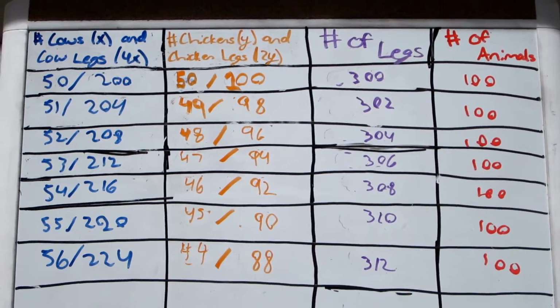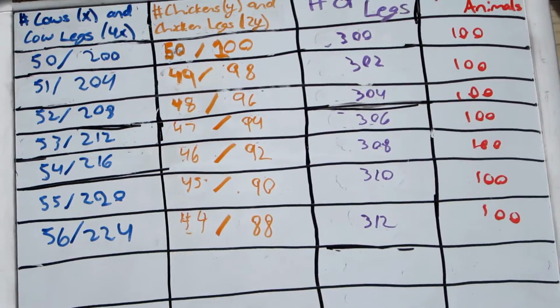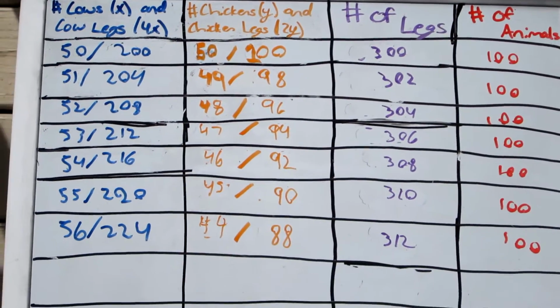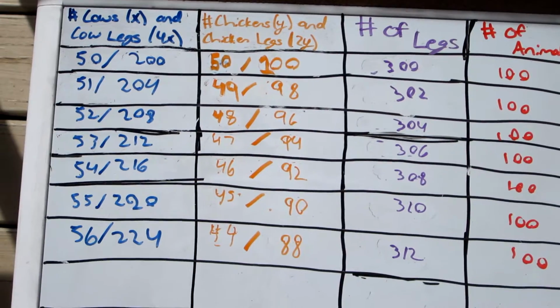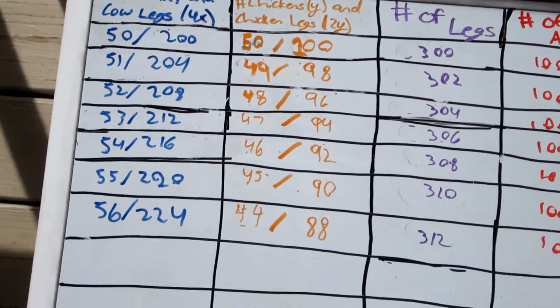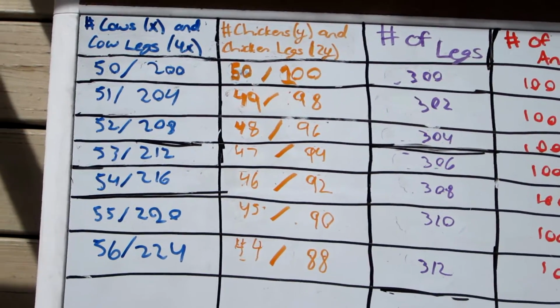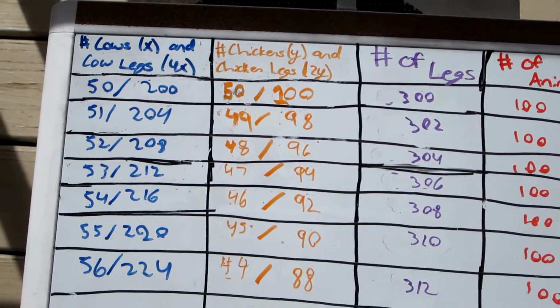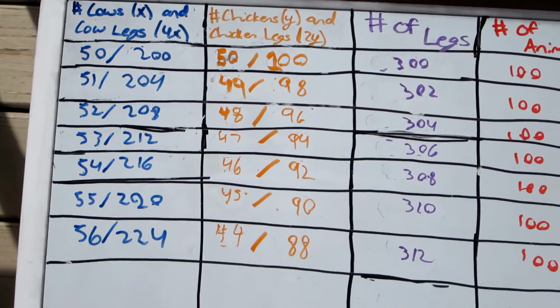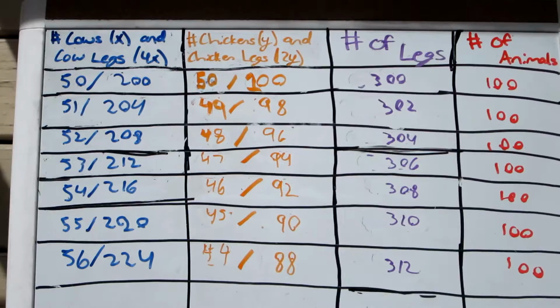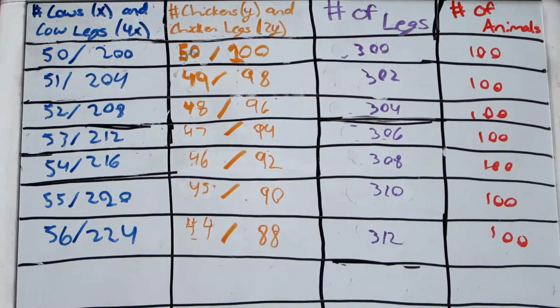You keep number of animals constant because there's only 100 animals that are supposed to be in the problem. So you can start off at any number, but you can start off with 50, and how many legs is that? It's 200. 50 chicken legs is 100. You add that up and it's 300 legs, but you're trying to get to 312 legs.